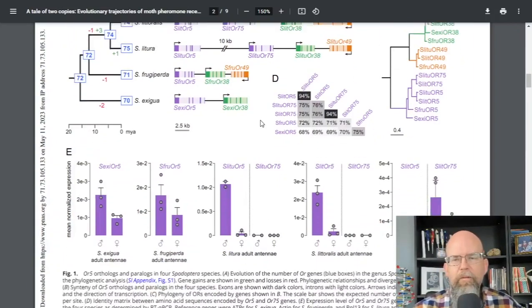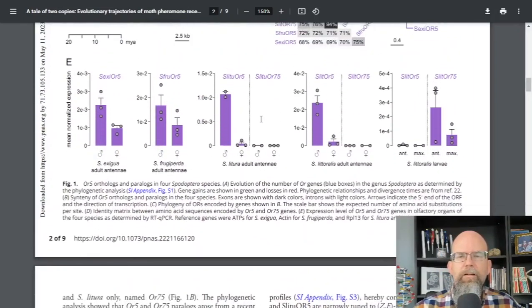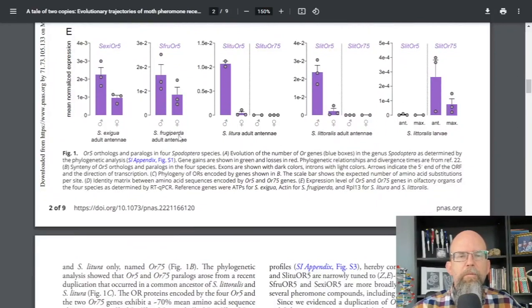All right, now let's just scroll down here and take a look at. Now what they've done is they've done the analysis to figure out where is the olfactory receptor gene expressed? Where do these animals make the receptor? And what we'll find is that in the antenna of, these are the two species that they're less interested in, what we call the outgroups, what thing they're comparing them to.